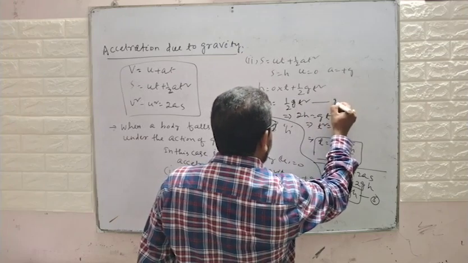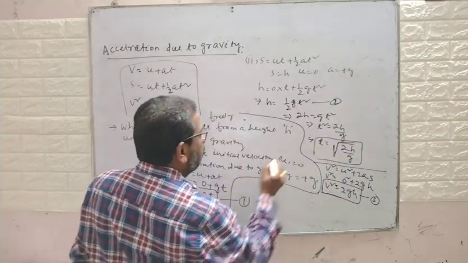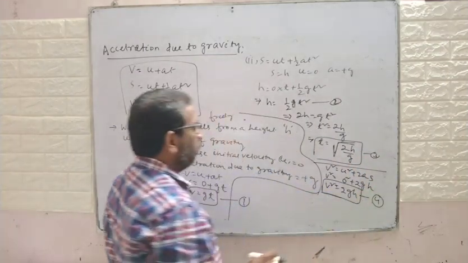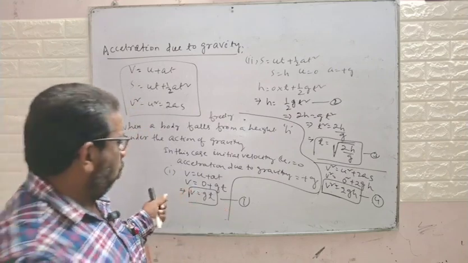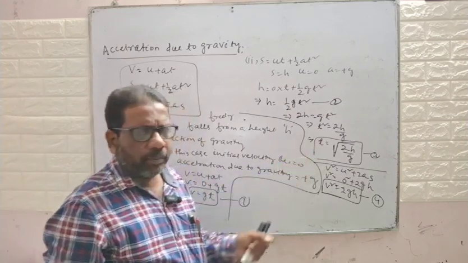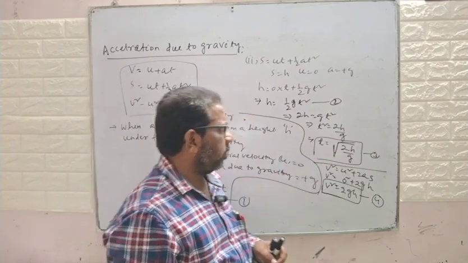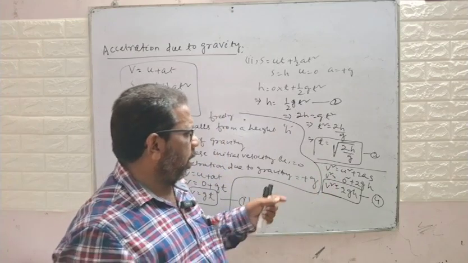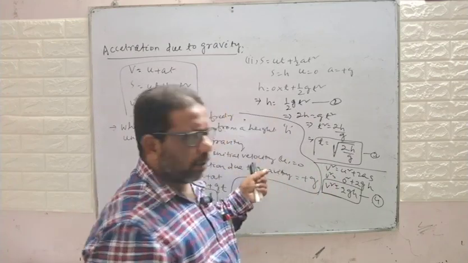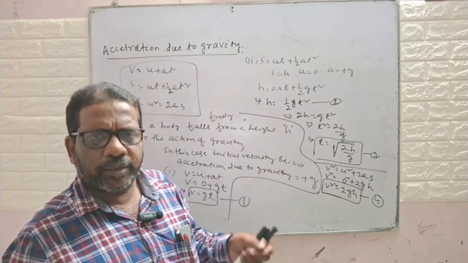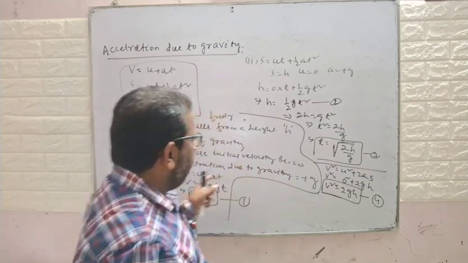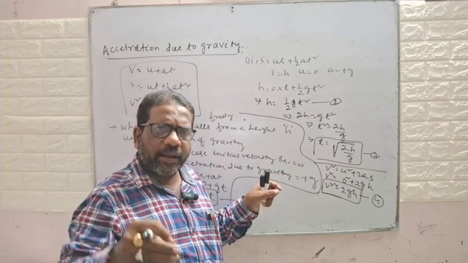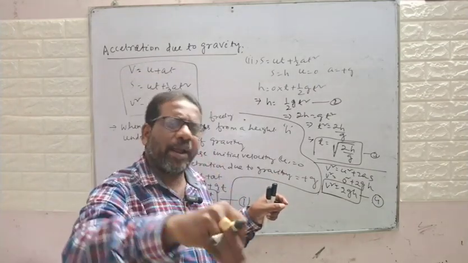h equal to half gt square is equation 2, and this is equation 4. By applying these formulas, we can calculate the time taken by the body to reach the ground, the height traveled by the body, and also the final velocity when it reaches the ground. Then we will consider the second case.